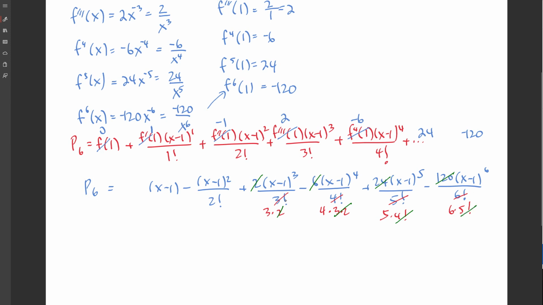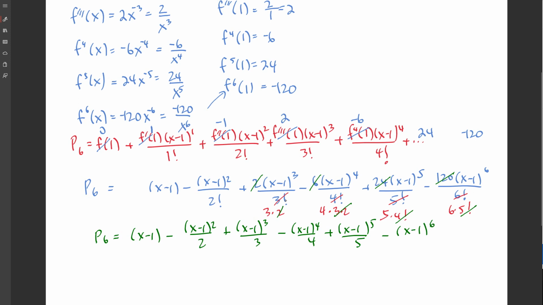And so what we get if we simplify is P6 is equal to x minus 1 minus x minus 1 quantity squared over 2 plus x minus 1 to the third power over 3 minus x minus 1 to the fourth power over 4 plus x minus 1 to the fifth power over 5 minus x minus 1 to the sixth power over 6. And this is an expression of ln of x, where ln of x is approximately equal to this if we go to the 6th degree.